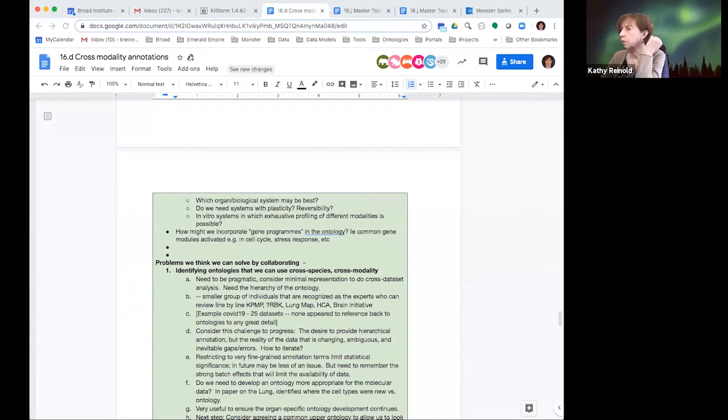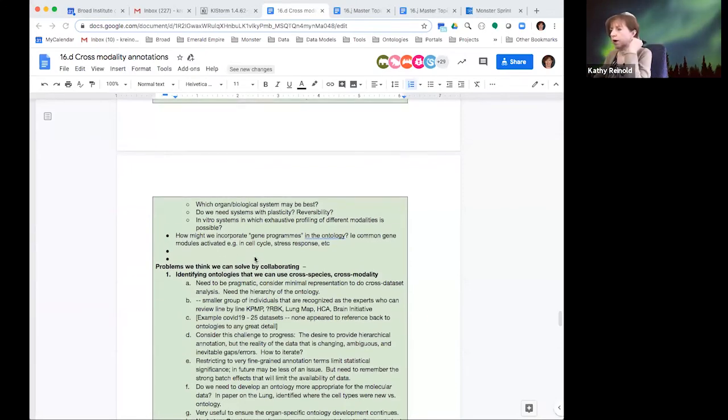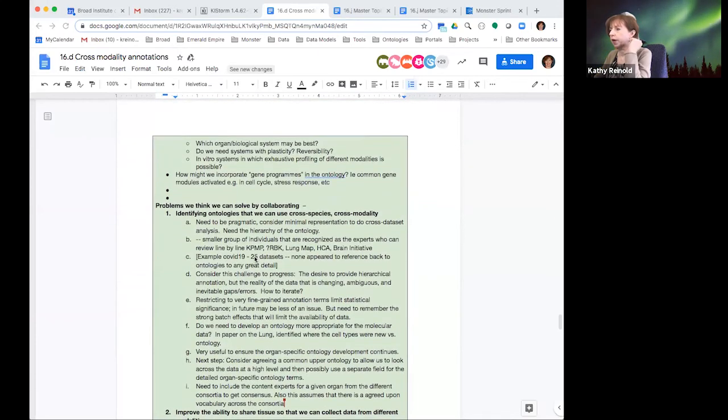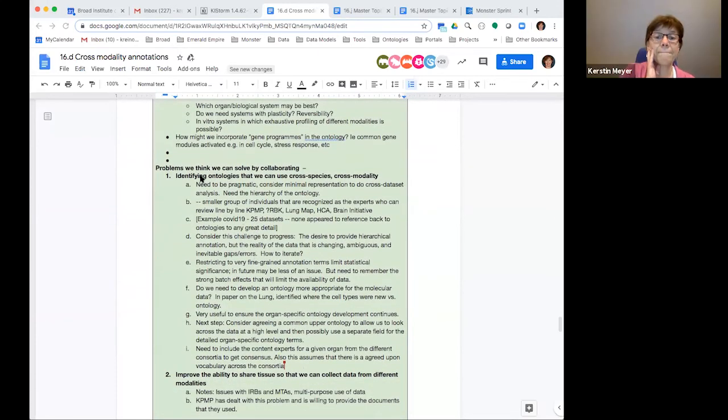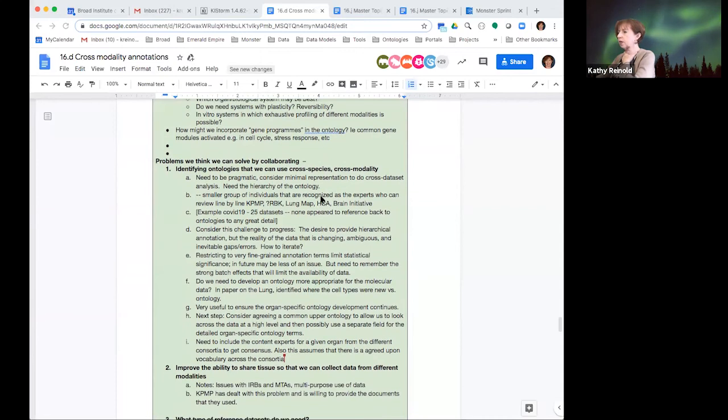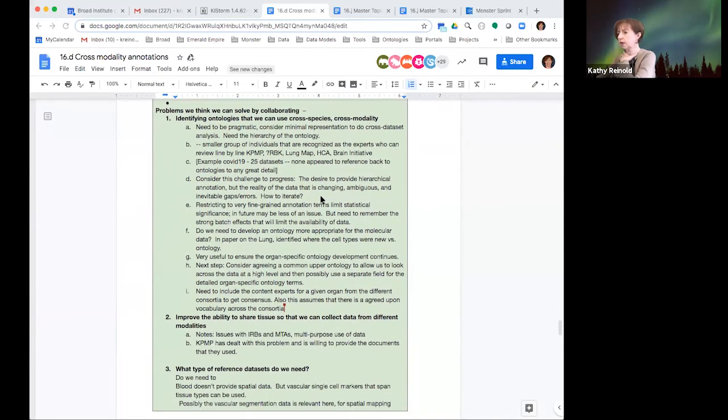Let me just make sure I'm showing you the right one. So are you seeing right now problems we think we can solve by collaborating? Yeah. Okay, great. So the first topic I identified was identifying ontologies that we can use cross-species and cross-modality.